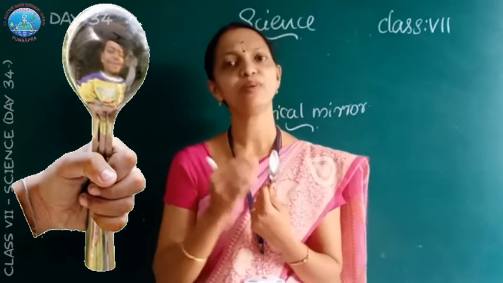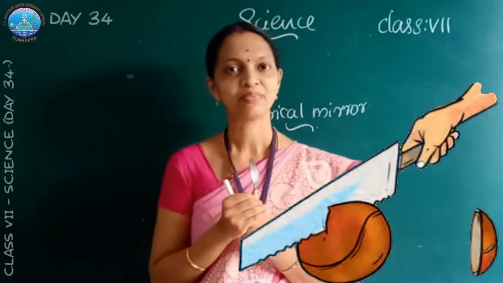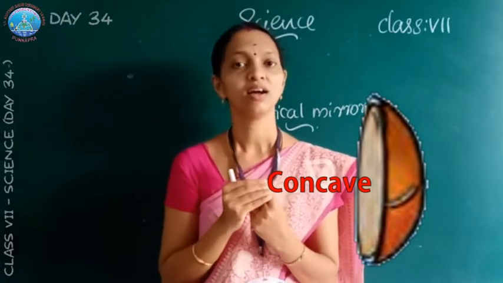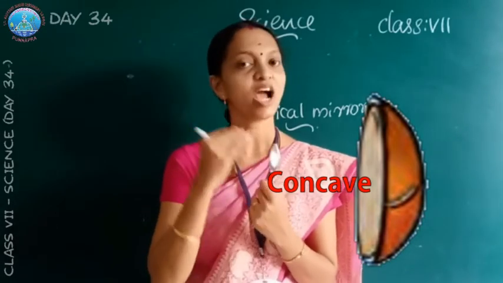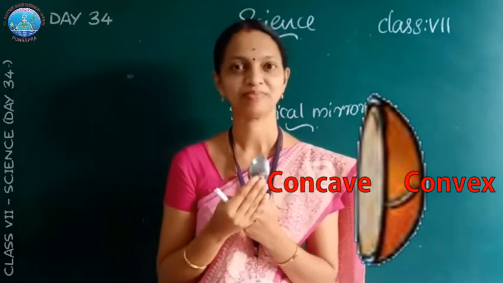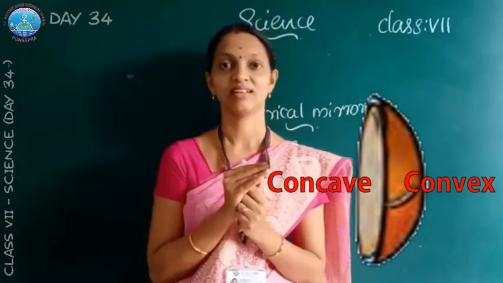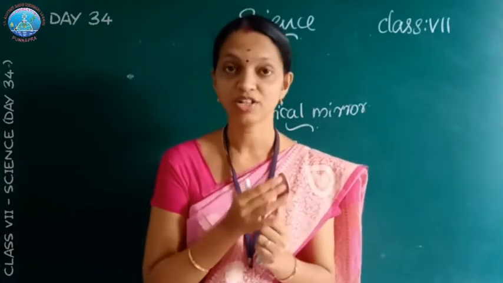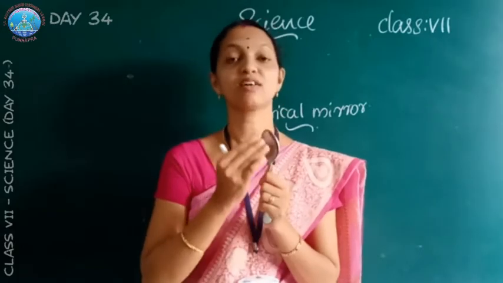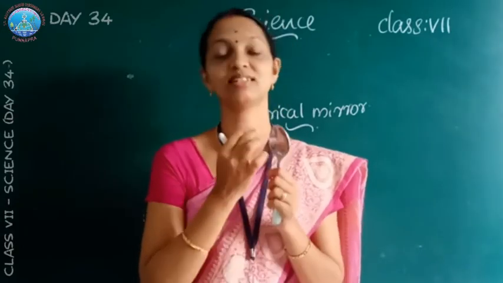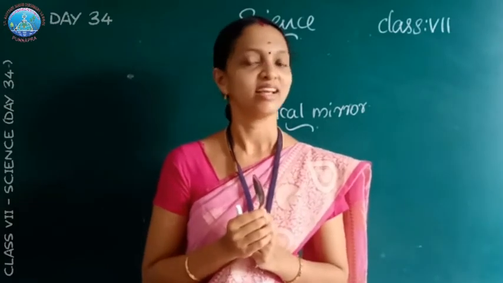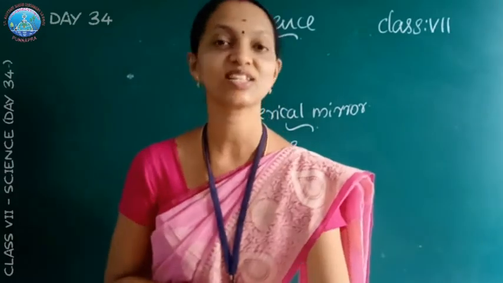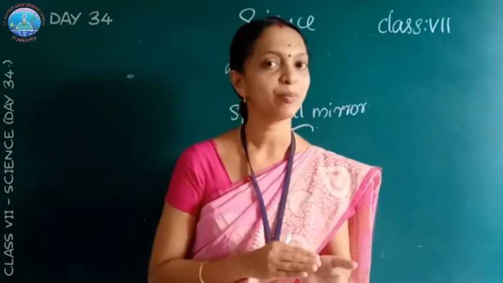For example, take one board and cut it with a knife. The inner side of the cardboard is the concave side, and the outer surface of the cardboard is convex. But what is a concave mirror? If the reflecting surface of the spherical mirror is concave, it is called a concave mirror. If the reflecting surface of the spherical mirror is convex, it is called a convex mirror. Concave mirror and convex mirror.